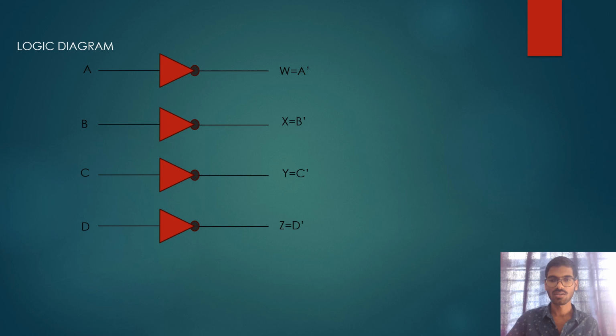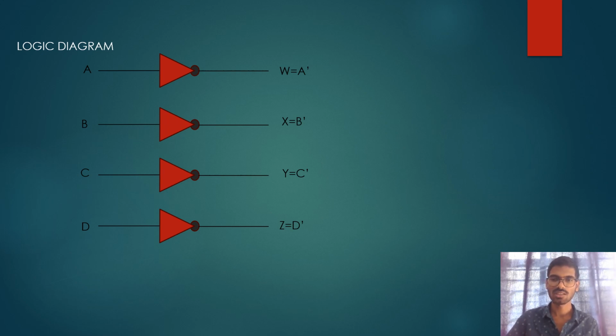Now let us do the logic diagram. According to those minterms, we draw the logic diagram here. For each bit, as I said, we implement a NOT gate. What does a NOT gate do? It inverts the input. If we have A as input, the NOT gate gives A bar. If we have B as input, we get B bar. For C, we get C bar. For D, we get D bar.